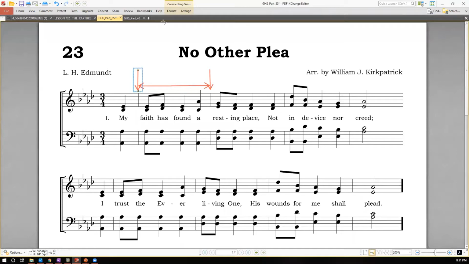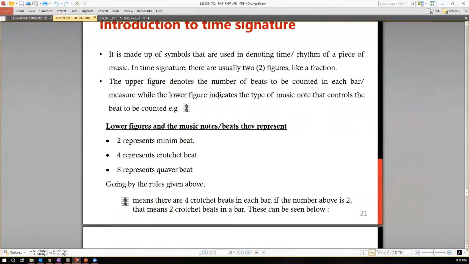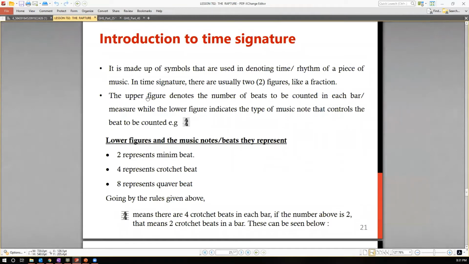So we'll go back to our notes. The upper figure denotes the number of beats to be counted in each bar or each measure, the number of beats to be counted.